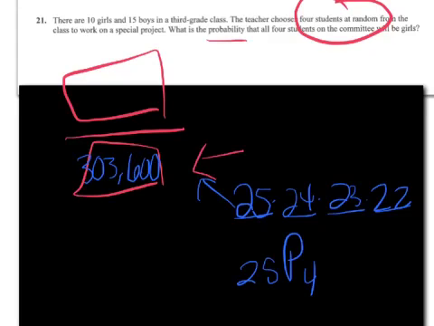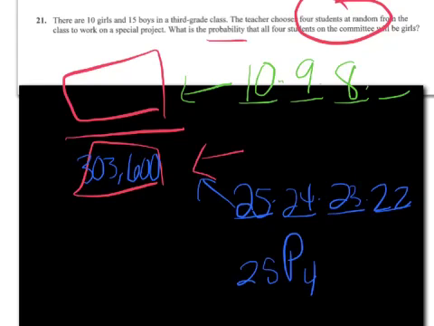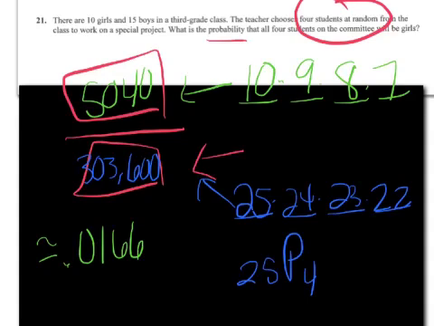Okay. Now on the top, he's limited. He's just going to look at the girls. How many ways, if he has to have all 4 students be girls, the first student's a girl, second, third, and fourth. There's 10 girls in class, then there's 9, 8, and 7. Multiply that together, you get 5,040. And this fraction here will simplify to give us about 0.0166. So about a 1.66% chance, the probability that if he randomly selects 4 students from class to do this project, they are all 4 girls.